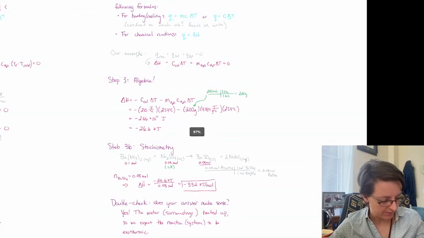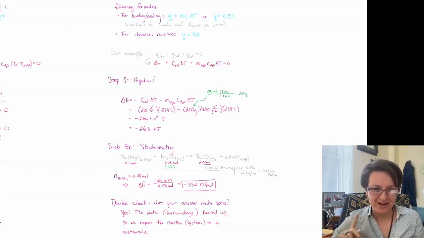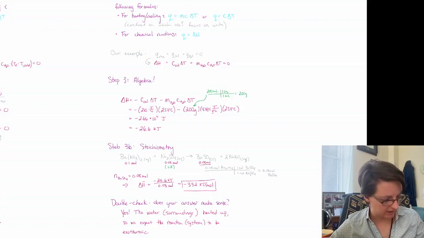All right, so I'm going to zoom out real quick. First to say, does our answer make sense in this case? Yeah. The water was the surroundings for this problem and it heated up. So I kind of knew going into this problem that we should be getting a negative number for delta H because it should be an exothermic reaction if the surroundings are increasing in temperature. So that all seems pretty fine and dandy.